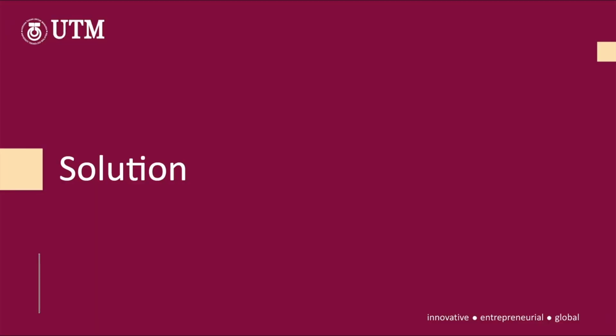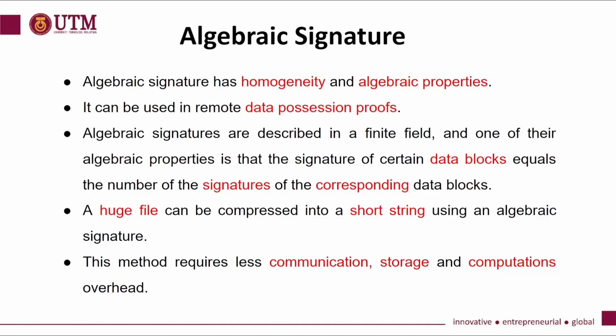Now for the solution. The solution is the algebraic signature. Because algebraic signature has homogeneity and algebraic properties, it can be used in remote data auditing flows. Algebraic signatures are described in a finite field, and one of these algebraic properties is that the signature of the sum of certain blocks equals the sum of the signatures of the corresponding data blocks. A huge file can be compressed into a small string using algebraic signature. And finally, this method requires less storage and computational overhead.